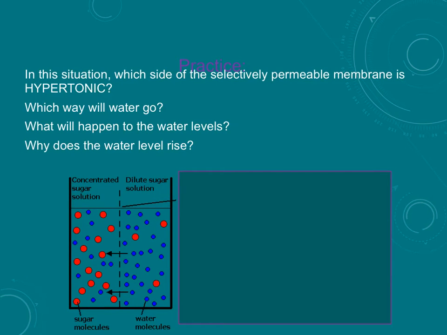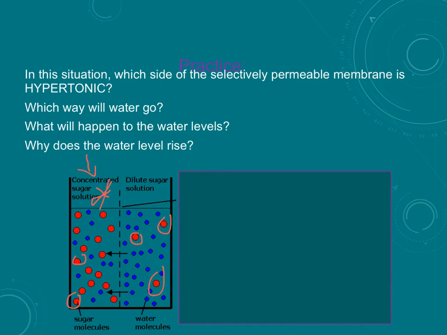So let's look at this example here. I can't show you the whole thing because it's a PDF, but you can see on the left-hand side, we have a lot of these sugar molecules, which you can see in red here. There's a high concentration of those sugar molecules. But on the right side, there's only a few sugar molecules. Therefore, the side that is hypertonic is which? If you said the concentrated sugar solution, this one here, you are right. That's the hypertonic side. Whereas the diluted sugar solution on the right-hand side is the hypotonic side.